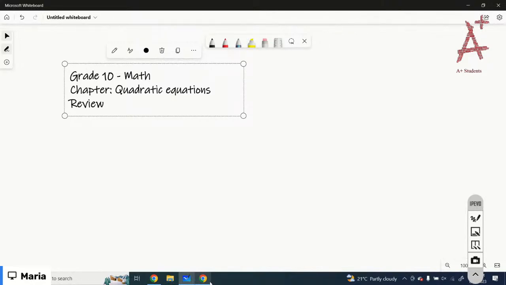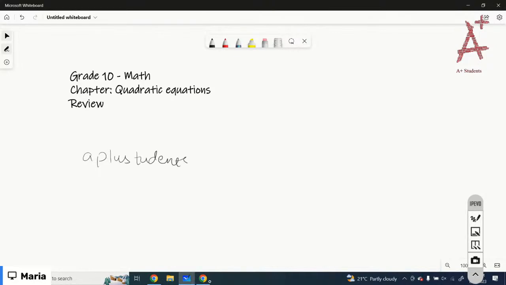So, we're going to start with grade 10 maths. You can find all the lessons on aplusstudents.com. Use your email address and password as provided by the administrator. Then you have to select math from the subject tab, scroll down to grade 10 maths, and then click on view all lessons. There you can find the list of the chapters. We're going to do a quick review on the chapter quadratic equations.